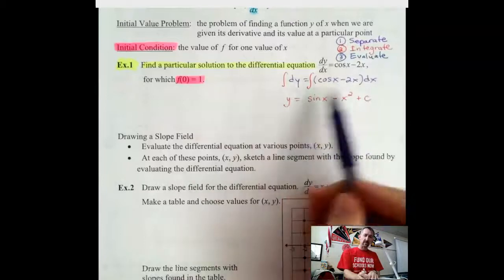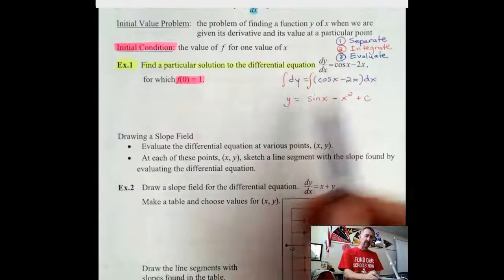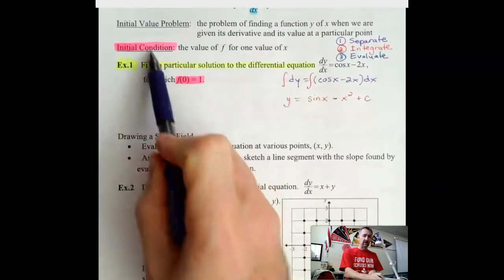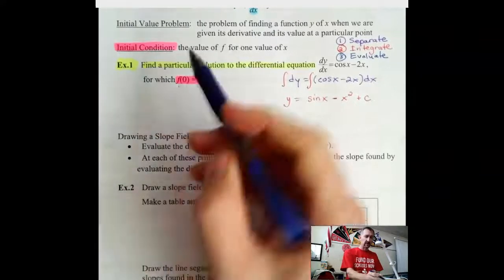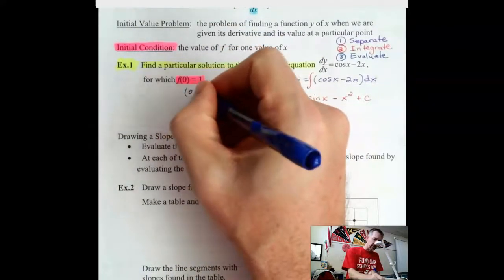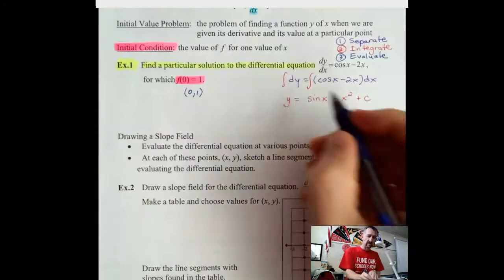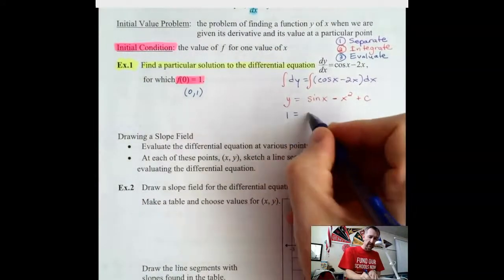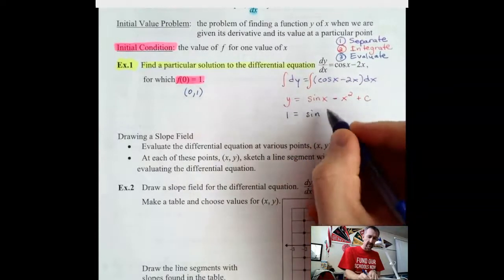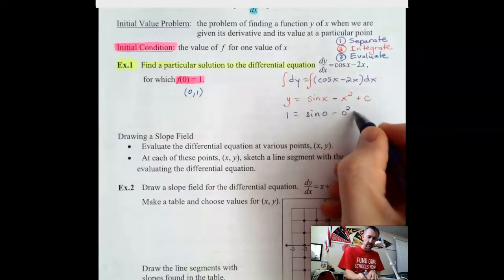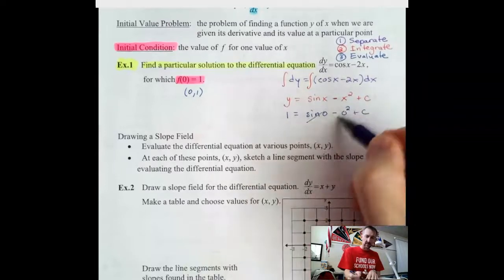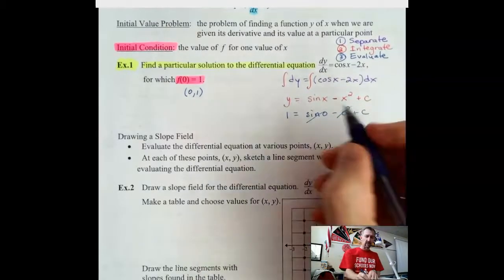So we separated, then we integrated. Now we're going to evaluate. We're going to evaluate at the initial condition here. I highlighted it to match that, the initial condition. So that's just an ordered pair, (0, 1): when x equals 0, y equals 1. So if we plug 1 in there, we're going to have the sine of 0 minus 0 squared plus c. The sine of 0 is 0, 0 squared is 0. So c equals 1.